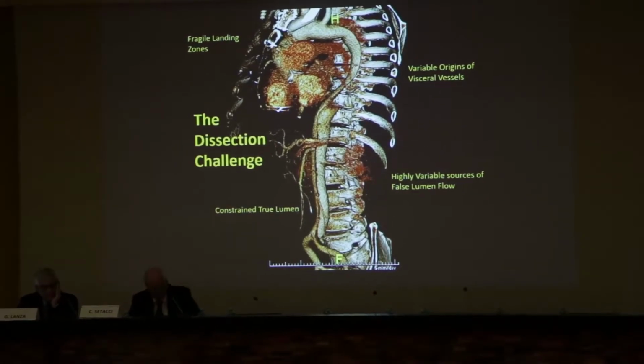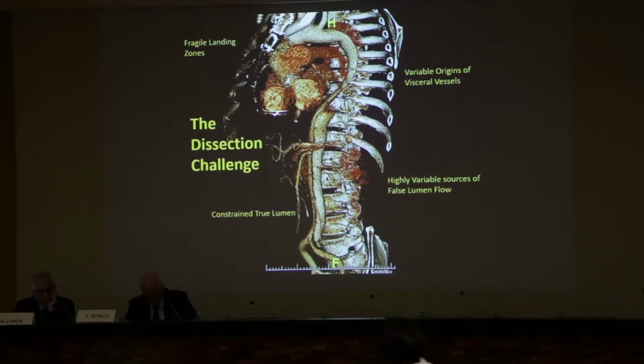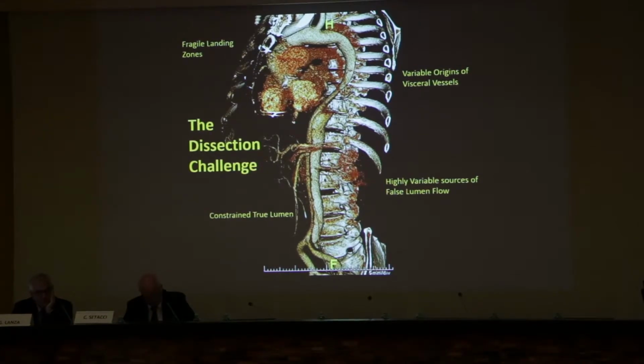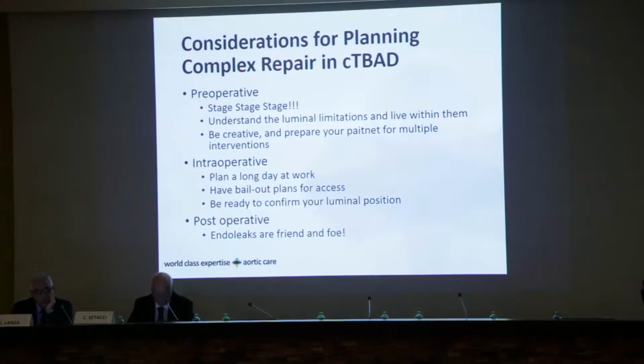The challenge of chronic dissections is the fact that there are so many other considerations besides just the aortic disease itself: the fragile landing zones, the variable origins of visceral vessels, and the constrained true lumen, all of which cause some problems for endovascular repair. So when I think about planning a chronic type B dissection case, I don't just think about what the images look like preoperatively. I also try and come up with a plan for my intraoperative considerations, as well as what I'm going to do postoperatively when the inevitable endoleaks and false lumen perfusion continues.